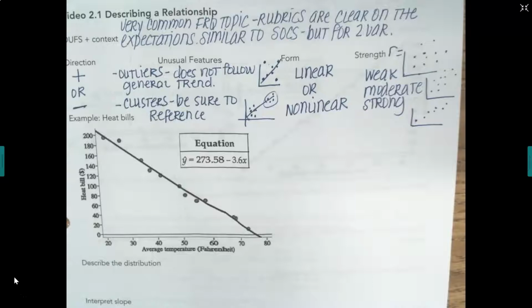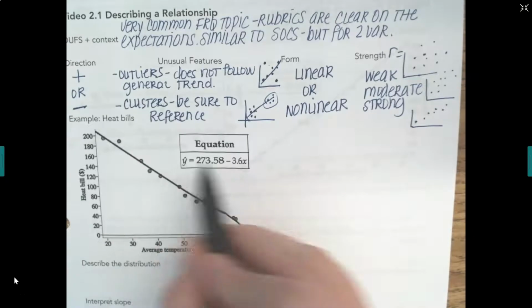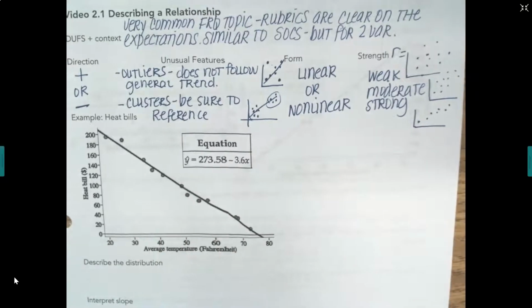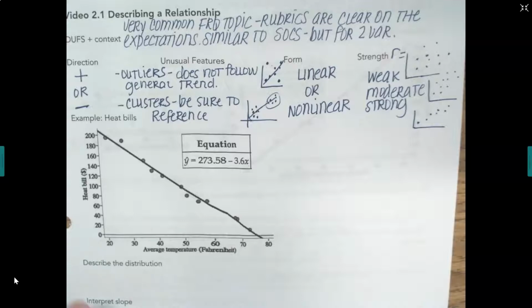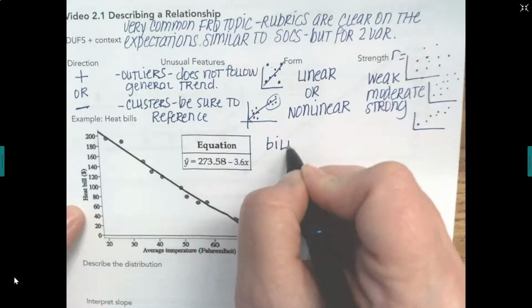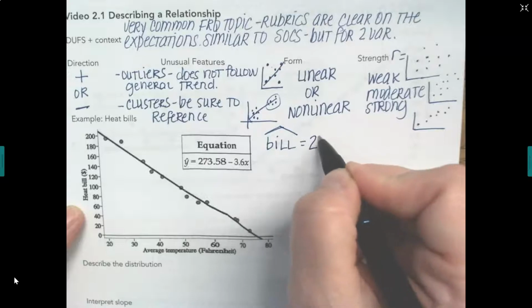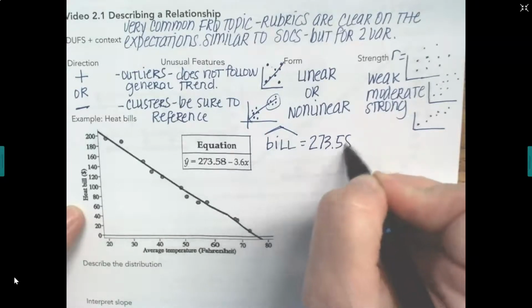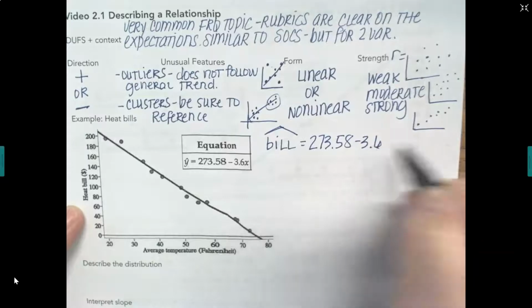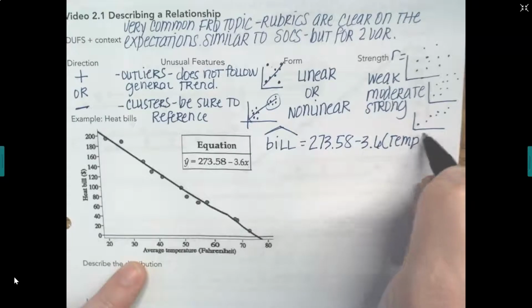So for your equation, you can write the equation like this, but I want you to always rewrite it. What is your y value and what is your x value? And go ahead and plug those in because it helps give a good visual reminder. So the y value is the heat bill. We're making a prediction on our heat bill, and we're going to use the equation to do that. 273.58 minus 3.6, that's our slope. And our x value is the temperature.